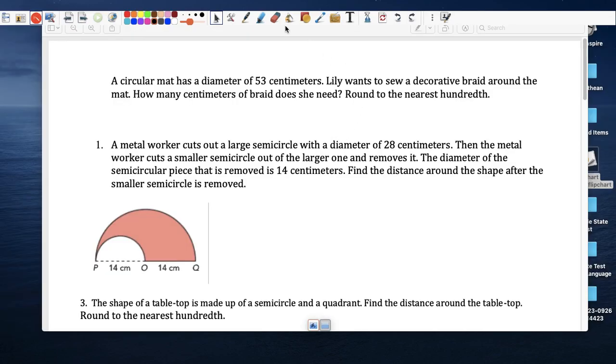So, not that great of a day, huh? A little bit of rain.